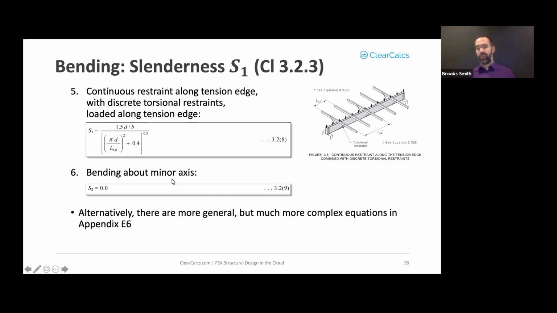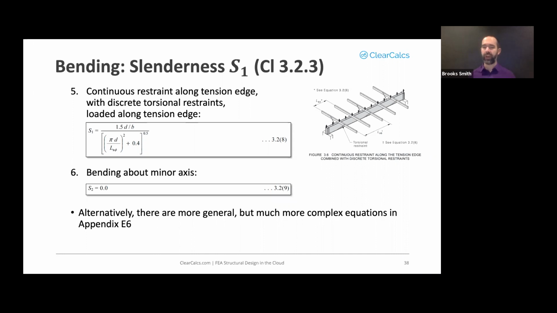If you have the slightly more complex situation of continuous restraint along the tension edge, but with discrete torsional restraints, then you have a slightly more complex formula, shown at the top of the screen here, for your S sub 1. And if you have bending about the minor axis of your timber, you're generally not going to be able to buckle out to the side. Generally, the timber is only going to want to bend in the direction about the minor axis. So S sub 2 is equal to 0.0 in that case.